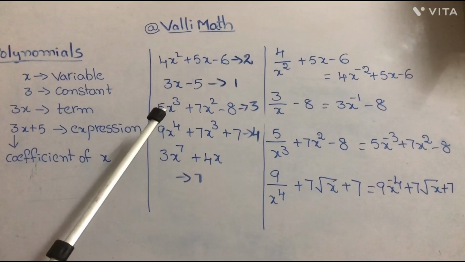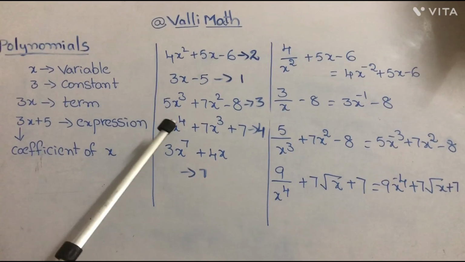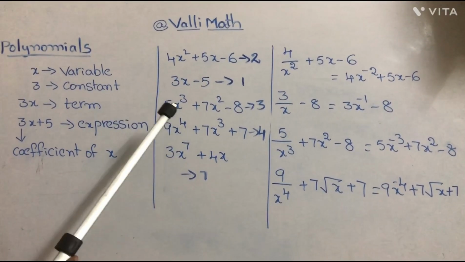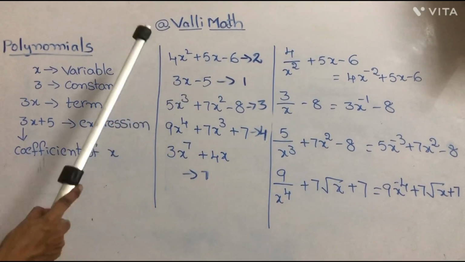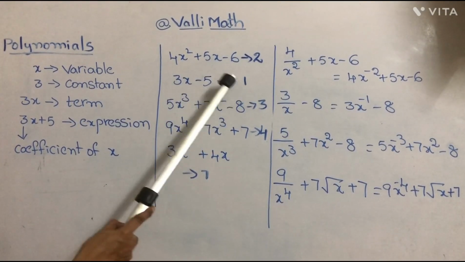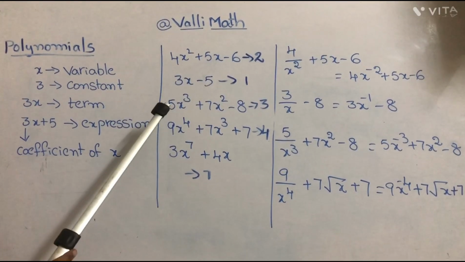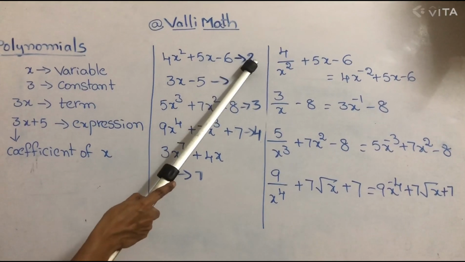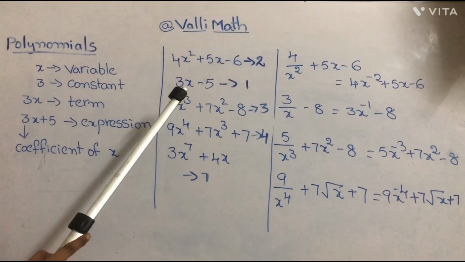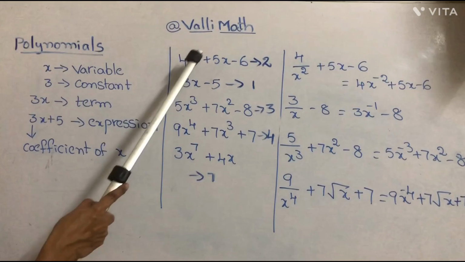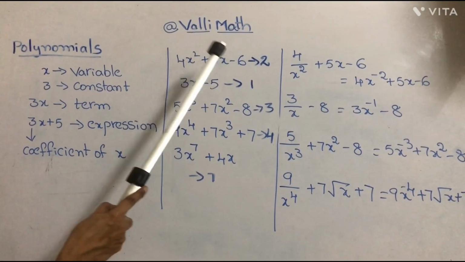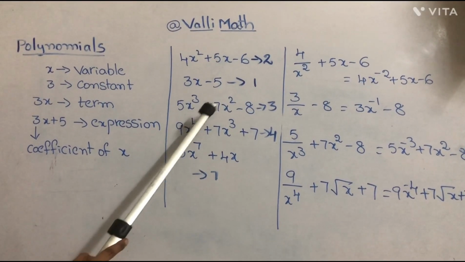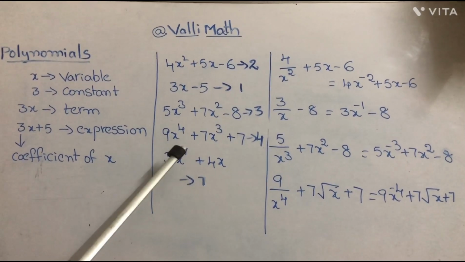Now coming to the types of polynomials. Polynomials are divided into some types. First one is a polynomial whose degree is 1, known as a linear polynomial. A polynomial whose degree is 2 is known as a quadratic polynomial. A polynomial whose degree is 3 is known as a cubic polynomial. These are the types of polynomials.